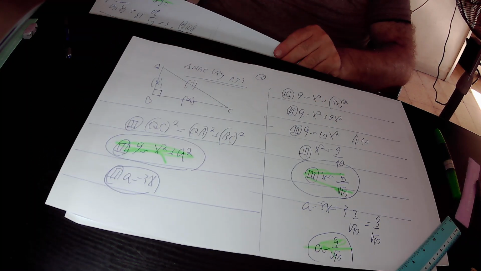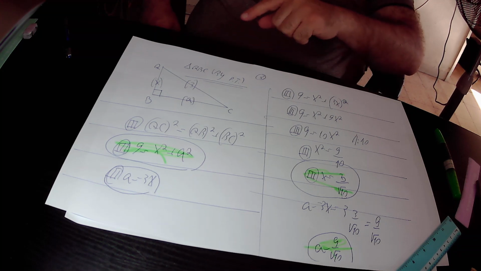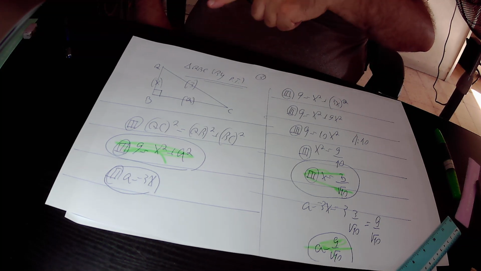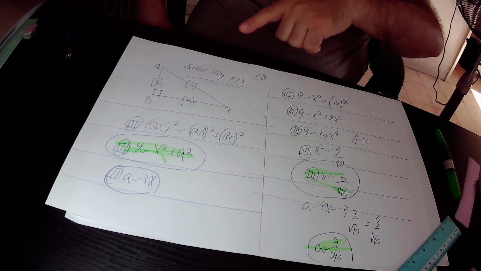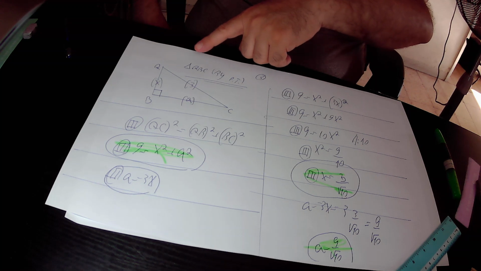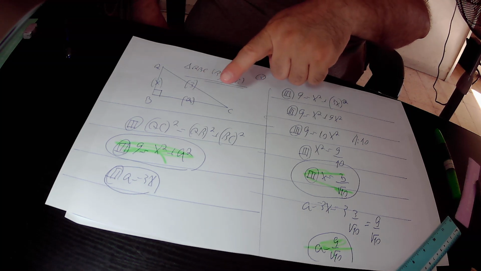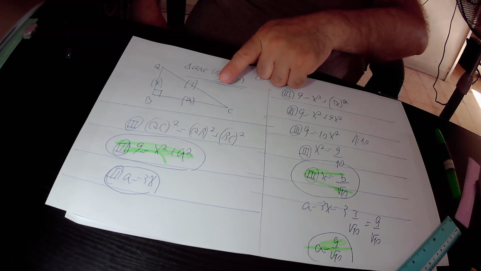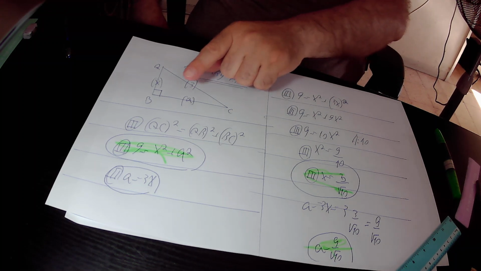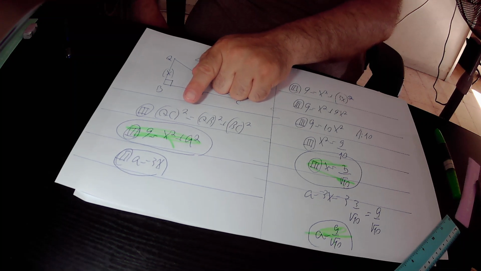According to the Pythagoras theorem, in this right triangle QBC, QC squared, the square of the hypotenuse, is equal to QB squared plus BC squared. QC is 3, therefore QC squared is 3 squared, that is 9, and it is equal to QB squared. QB is X, therefore QB squared is X squared, plus BC squared. BC is A, therefore BC squared is A squared. So according to equation 3, 9 equals X squared plus A squared.